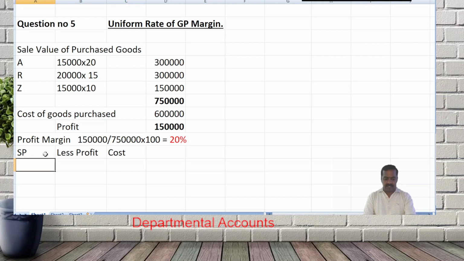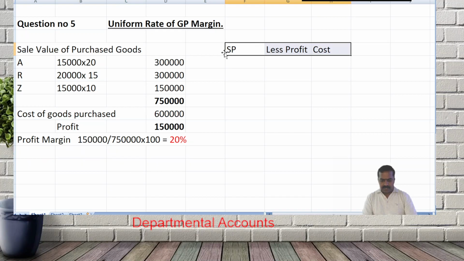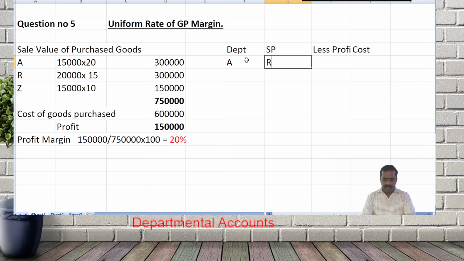Now, selling price less profit will give me the cost. We'll verify your answer also. How many departments are there? A or Z, clear? So selling price minus profit will give us cost. Department A or Z.